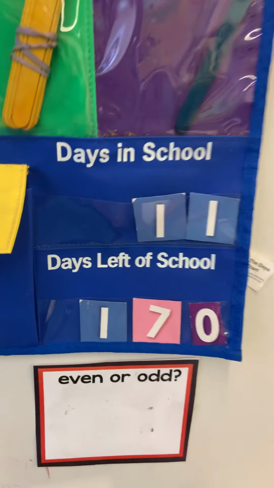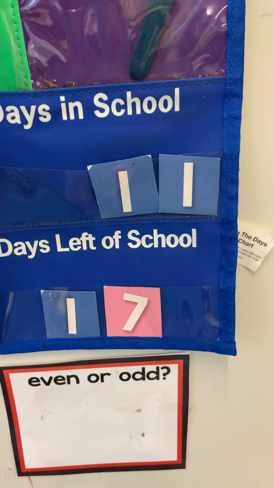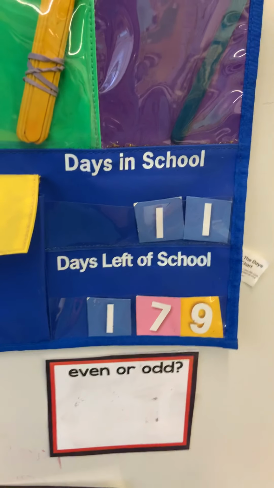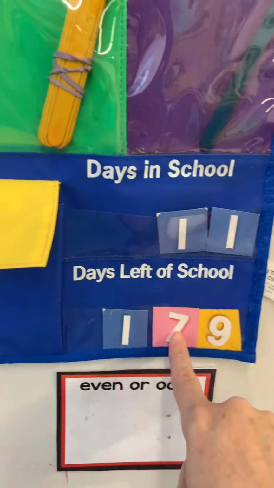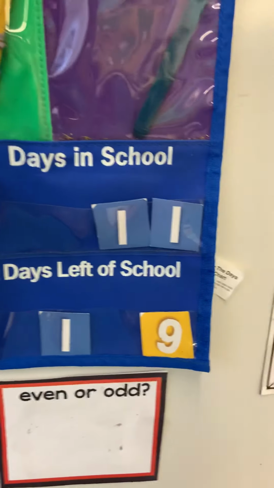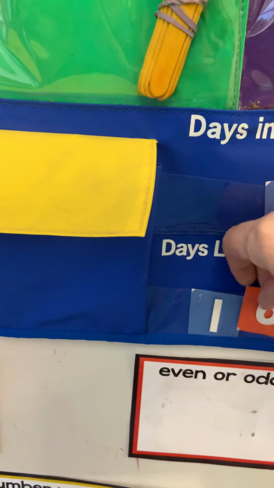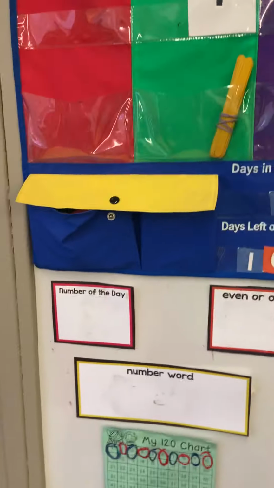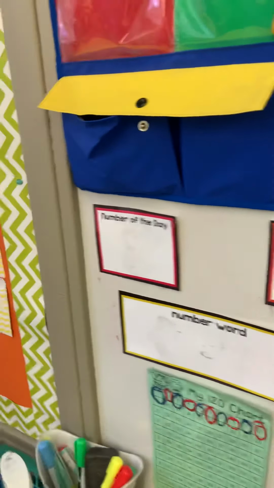That means we've got to change this 0 to a 9, and that means when I change the 0 to a 9, I've got to change the 10s now. We had a 7 in our 10's place. Now I'm going to change it to a 6. Okay? All right, so let's look at our number of the day.